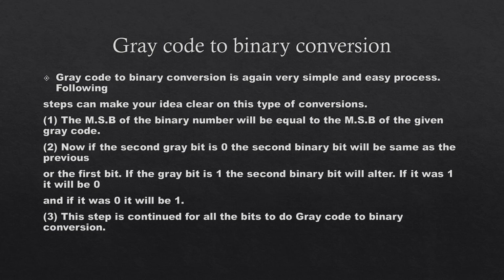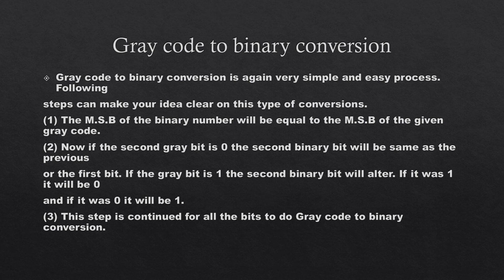The MSB, or the most significant bit, of the binary number will be equal to the most significant bit of the given gray code. Now if the second gray bit is 0, the second binary bit will be the same as the previous, or the first, bit. If the gray bit is 1, the second binary bit will alter. If it was 1, it will be 0, and if it was 0, it will be 1. This step is continued for all the bits.